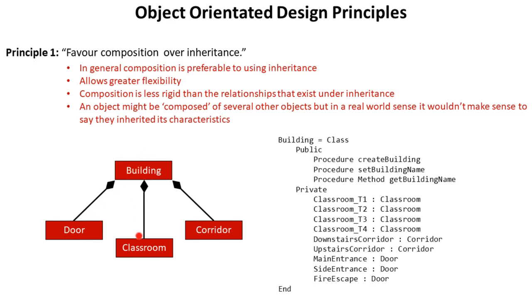A building has a door, has a classroom, and has a corridor. And this class is made up of, or contains, these other objects or classes. Some typical pseudocode would be shown here. We can see a class defined for building, with a procedure for creating the building, setting the name and getting the building name, and then a number of private attributes or fields for this building class. And you can see that this class is going to have 4 classrooms, and they're going to be of type object classroom.